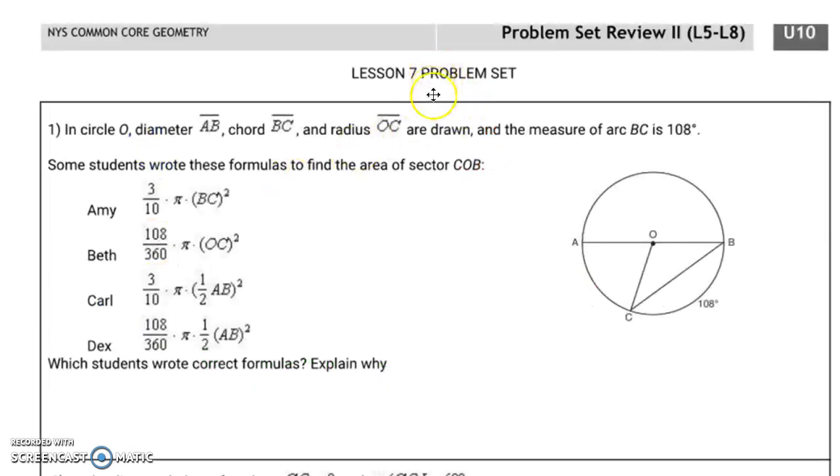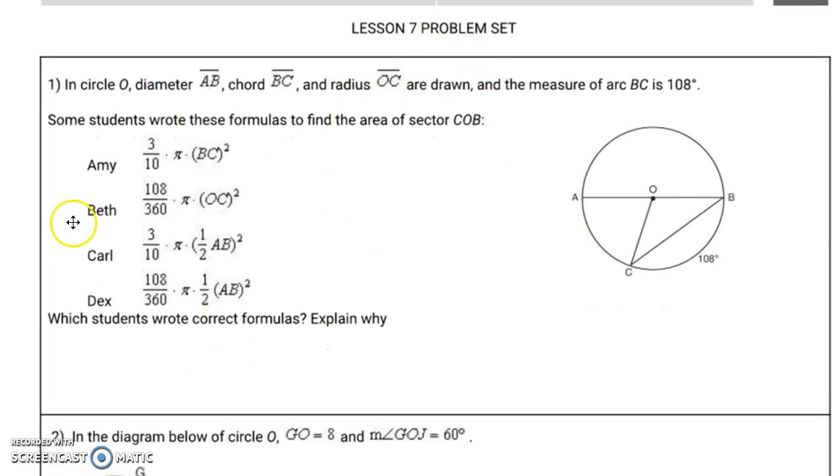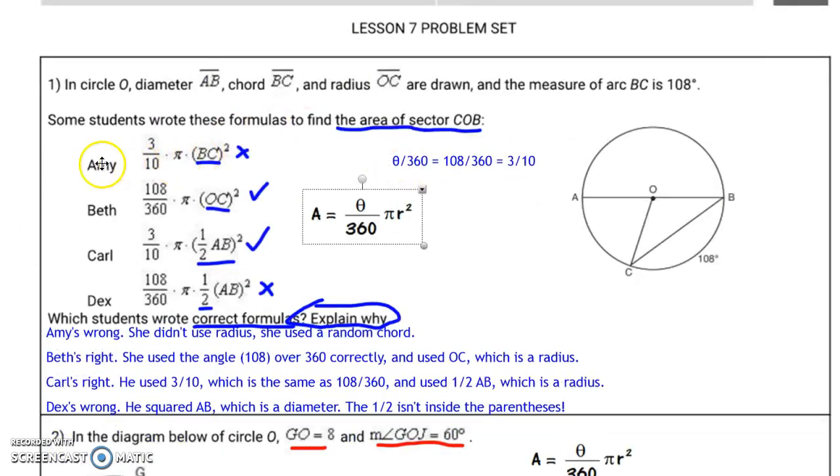Moving right along to lesson number 7. This is the problem set, so pause the video, try these questions, and see if you got them right. Turns out that Amy and Dex are both wrong, Beth and Carl are both right, and we're using this area equals theta over 360 times pi r squared formula. This is the area of a sector, a part, a wedge of the circle.